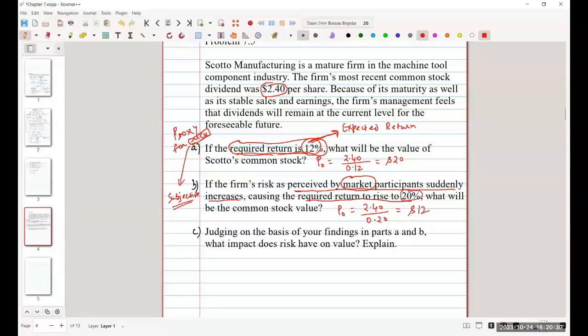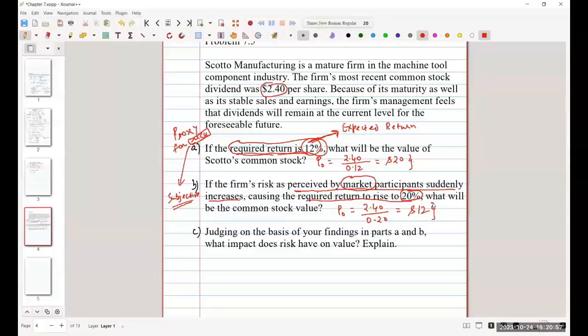And what happens to the value of the stock, right? It comes down from 20 to 12. The more risky you perceive a company to be, the less you will want to invest in it unless sufficient reward is available. Otherwise, you won't like to buy the share. If you won't like to buy the share, then the demand for the share will fall. And if the demand falls, the price of the share should fall with it. So that is what you see happening.